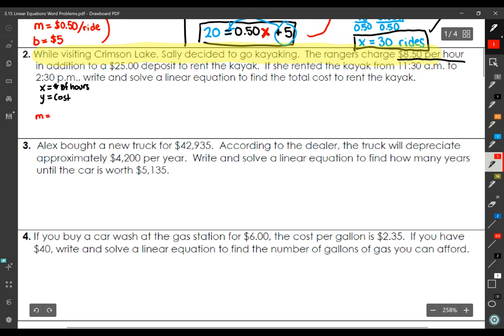Okay, so what is our rate of change? M. Rate of change is $8.50 per hour. Remember, rate of change always has 2 units. B, what is our initial cost? So even before she kayaks, she has to pay this initial $25 fee, right? So that is her initial value, $25.